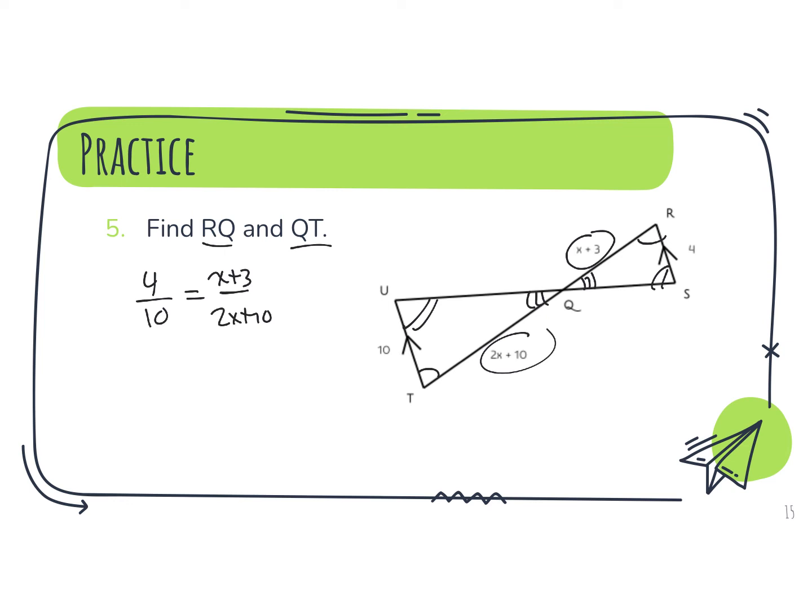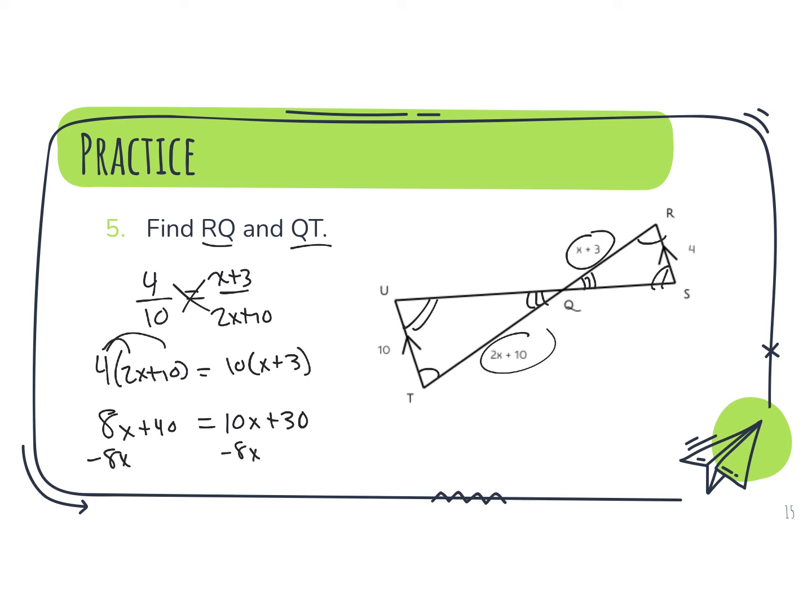So now, using cross products, distribute: 8x plus 40 equals 10x plus 30. Minus 8x, minus 8x, minus 30, minus 30. 10 equals 2x. X equals 5, but that doesn't answer the question.